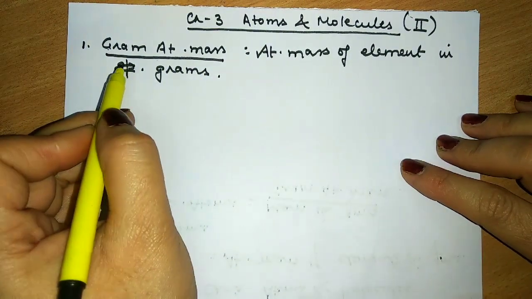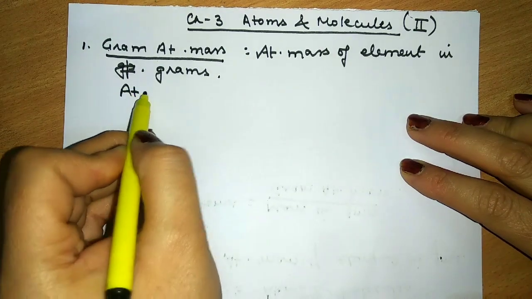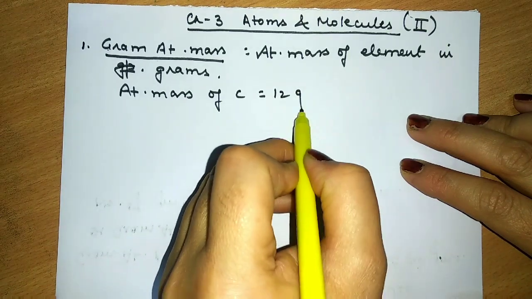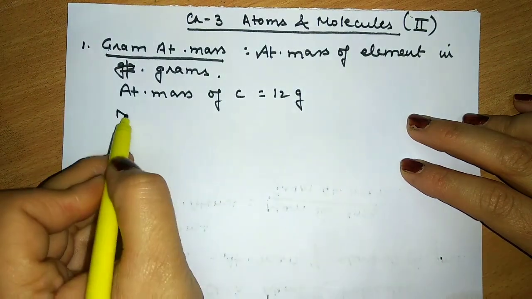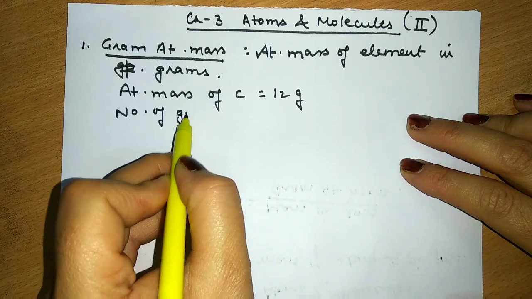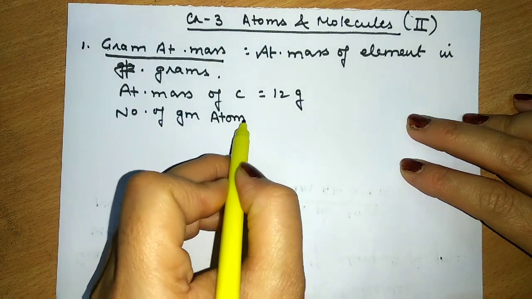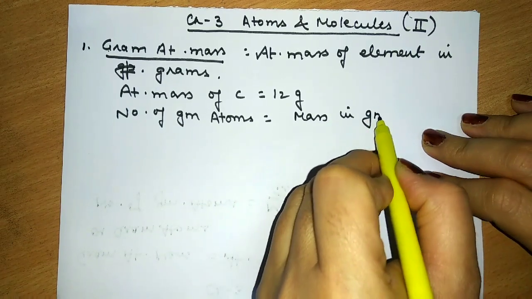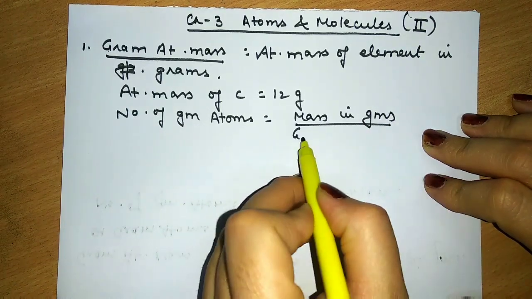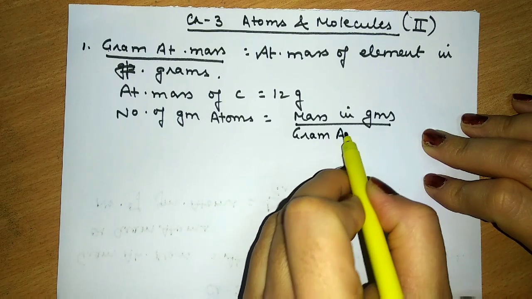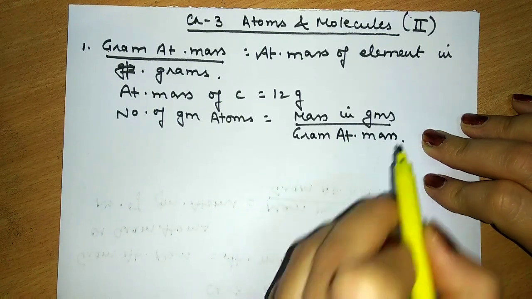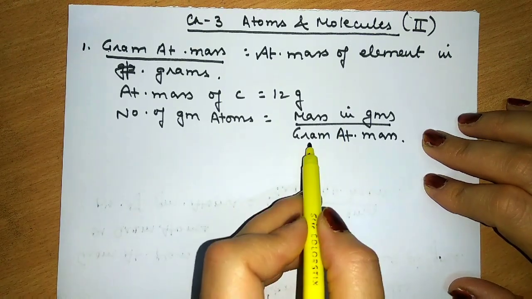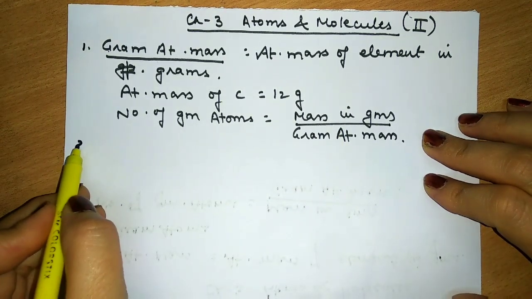For example, if I write the atomic mass of carbon is 12 gram, it means the number of gram atoms for carbon is equal to mass in grams divided by gram atomic mass. So basically, the number of gram atoms can be related to this gram atomic mass.